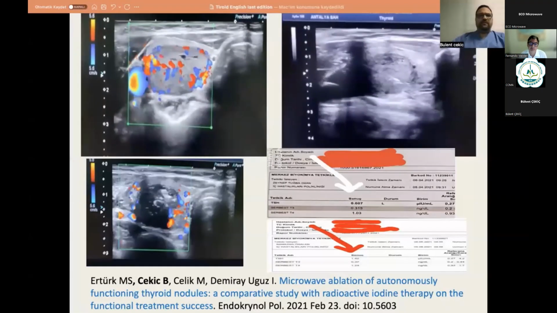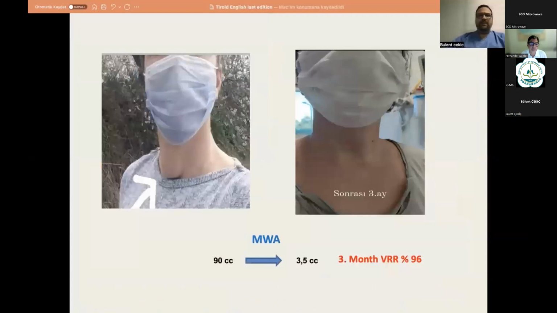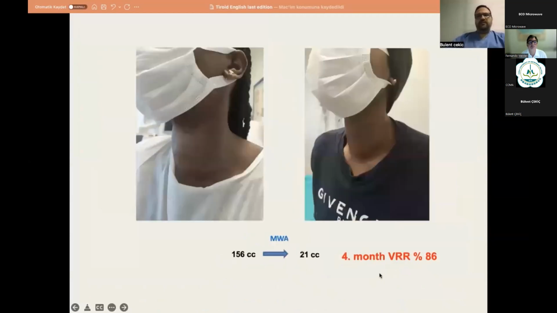And there are some patients. This was a young lady. She had a right spongiform nodule in the left lobe, and the nodule volume was 90 cc. We used microwave ablation. After 2 months, when we made a control, the final volume was 3.5 cc, and the volume reduction rate is 96%.